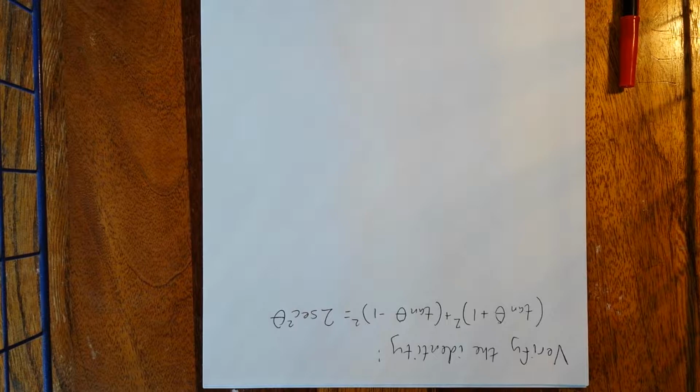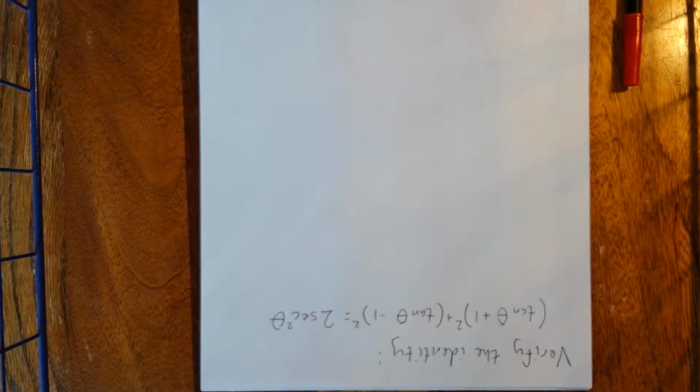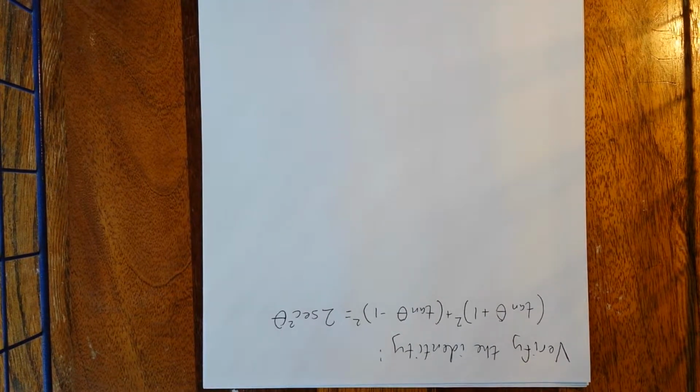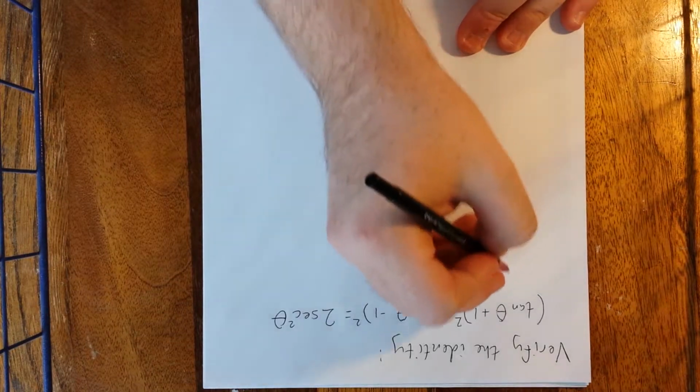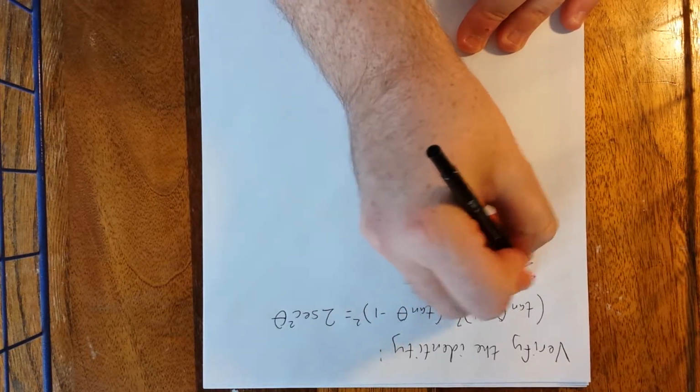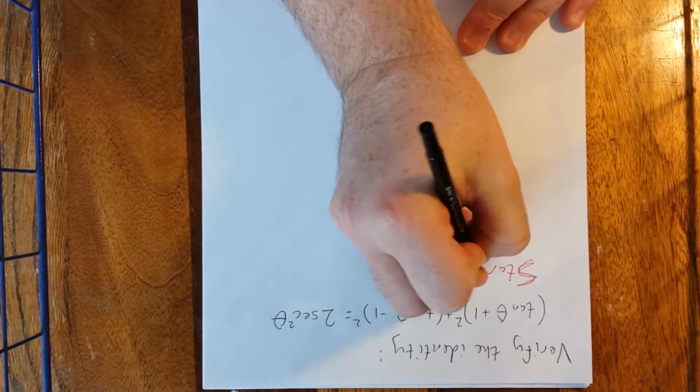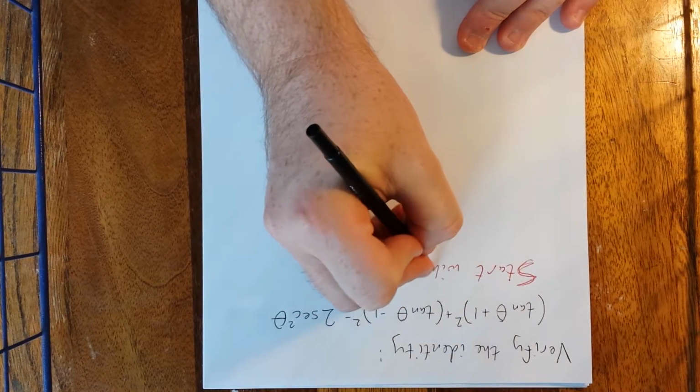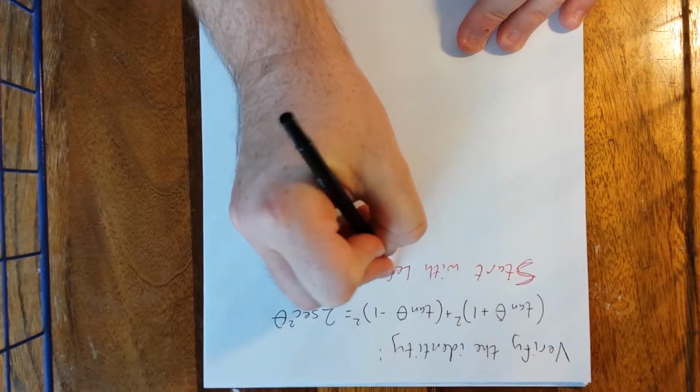The advice I always give to my students for verifying trigonometric identities is always start with the more complicated side. So we are going to start by making sure the pen actually writes. Start with the left side.